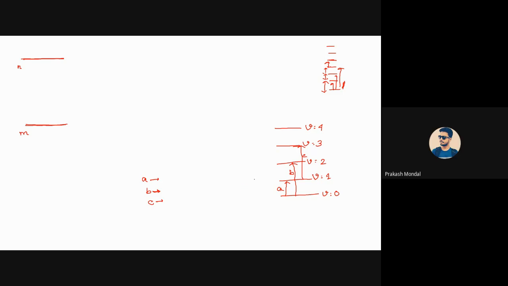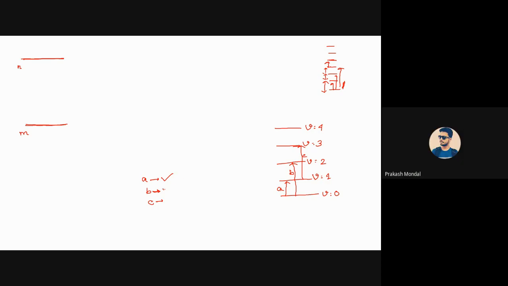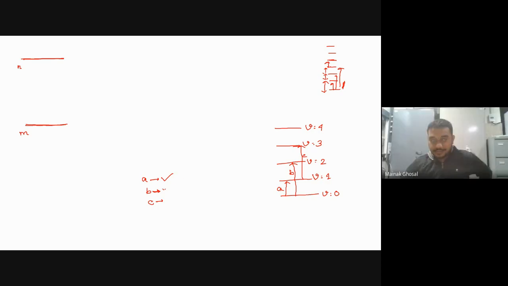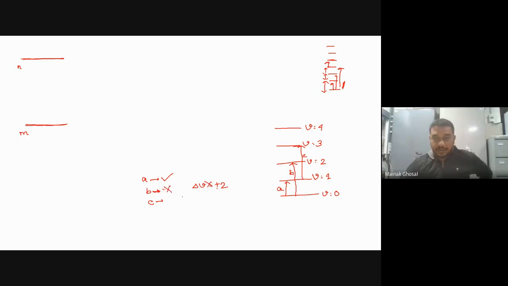Sir, A is allowed, in the case of a simple harmonic oscillator. Yes, take the case of a simple harmonic oscillator. A is allowed. B should not be allowed, sir, because here delta n is equal to plus 2. That is a two-level difference. Exactly. This is not allowed.